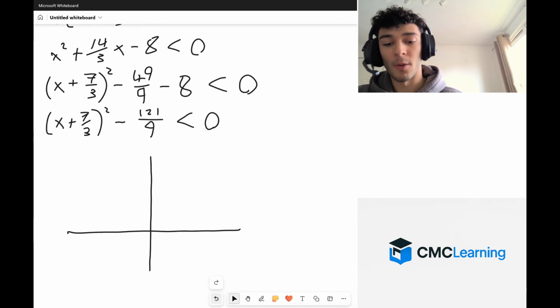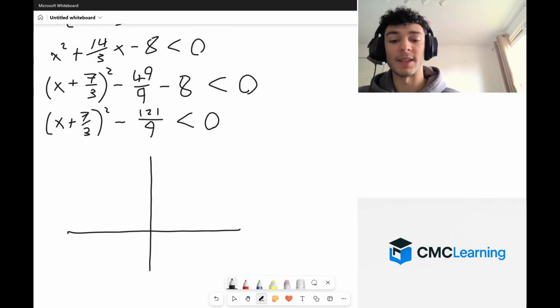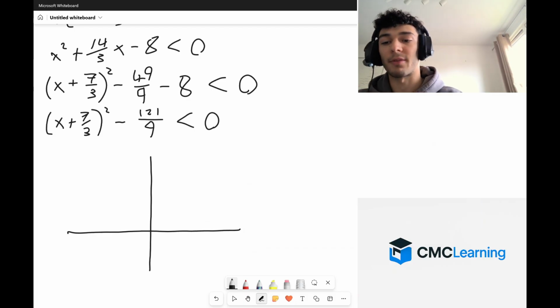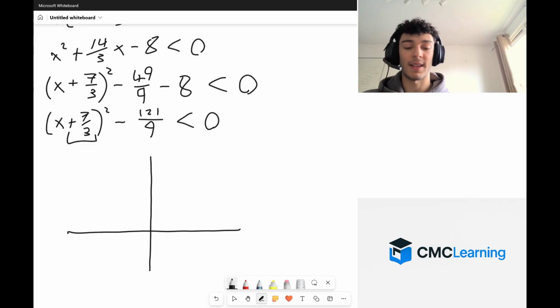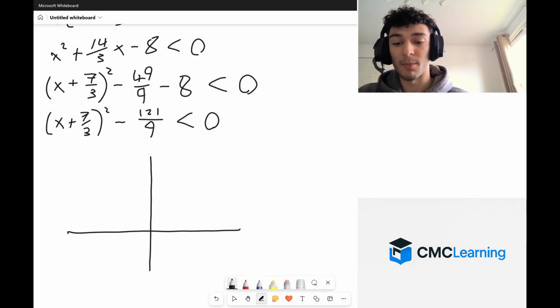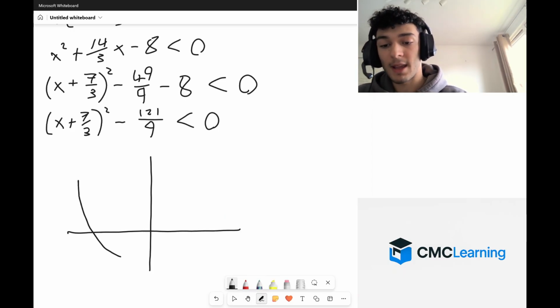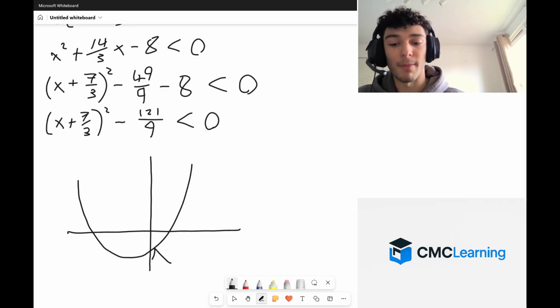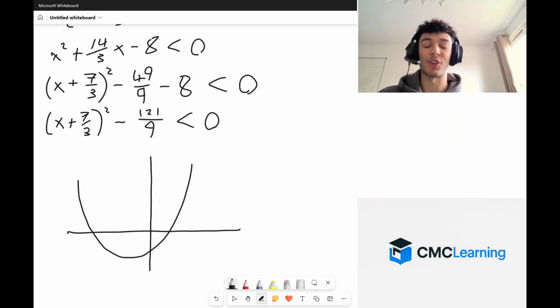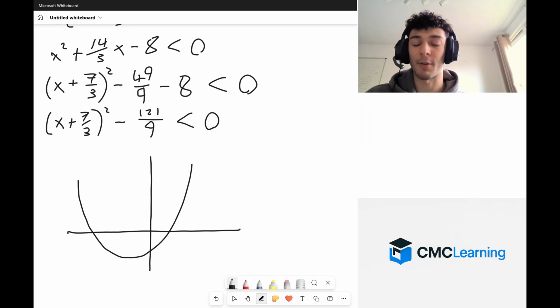We can even tell where the turning point is just by completing the square. So I know the turning point is minus 7 over 3 in the x-coordinate, and then minus 121 over 9. So my turning point is going to be somewhere here with my minus 8 y-intercept. Of course, this is not really to scale. And we need to see when this function is less than 0.